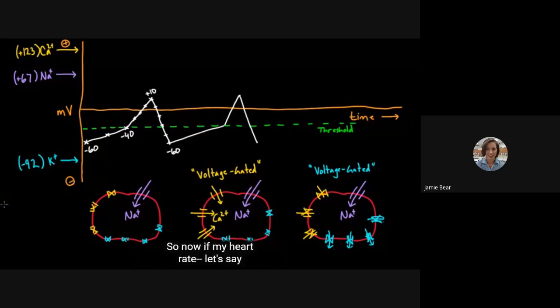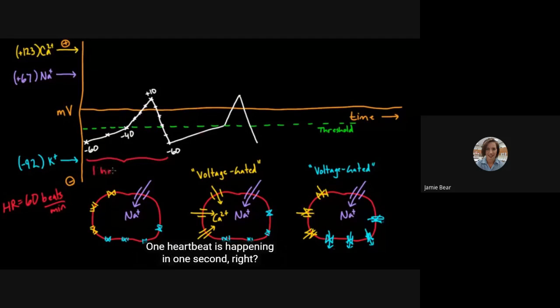So now let's say my heart rate is 60 beats a minute, right? 60 beats per minute. Then what that means is that this right here, this is one heartbeat, is happening in 1 second, right? Which I think is pretty sweet. I mean, all this stuff is happening in 1 second. The sodium's coming in, then the calcium's coming in, and then that stops, but then the potassium rushes out, and then that stops, and then the whole thing happens again and again and again every single second. So this is how our heart is beating. This little cycle keeps going on and on and on.